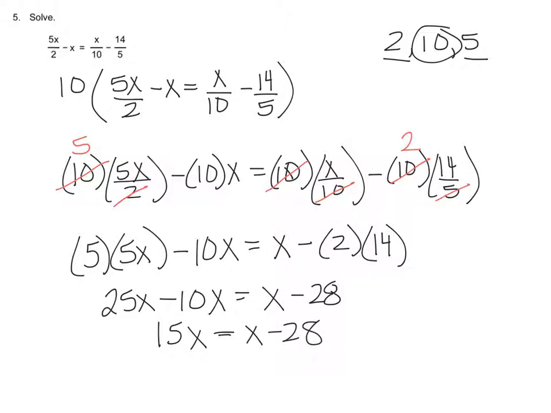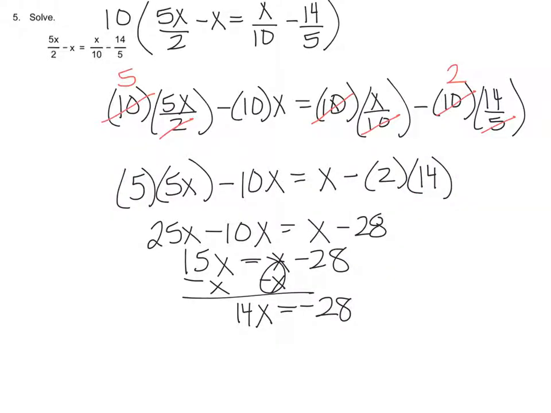Lastly, we'll combine all of our x terms to the left side. So I'll subtract x on both sides, and I have 15x minus x, which gives me 14x equals negative 28. Now I need to isolate the x variable by dividing by 14 on both sides. When I divide by 14, I get x equals negative 28 divided by 14, which is negative 2. So my solution is x equals negative 2.